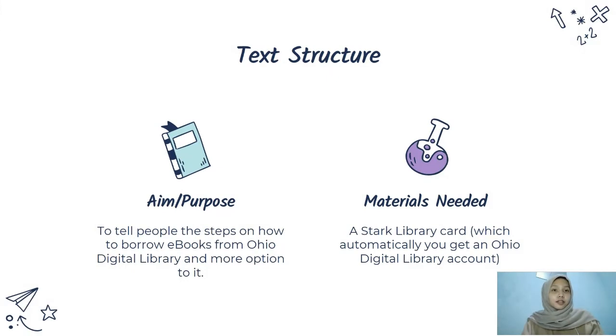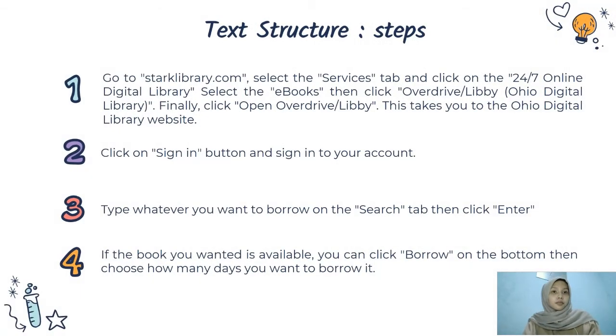The text structure. The first one is the aim or purpose: to tell people the steps on how to borrow ebooks from Ohio Digital Library and more options to it. The second is the materials needed: a library card, with which you automatically get an Ohio Digital Library account. The last text structure is steps.